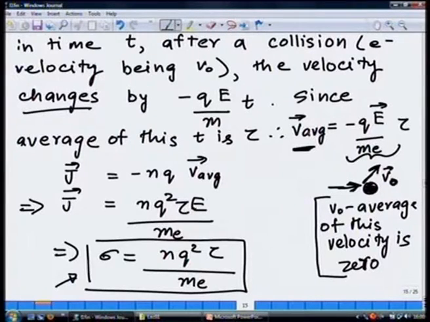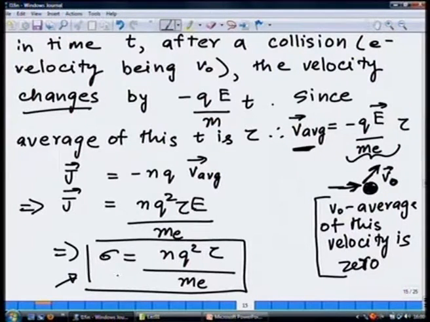But if I apply an electric field, then the only contribution which comes is due to the electric field, and since tau is the average time between two collisions, there is correspondingly an average velocity which the electron gains between two collisions, or this is the average velocity of all the electrons. Now, if I have an average velocity, I have a current accordingly. And the proportionality between J and electric field gives me the conductivity. Hence, I have the conductivity of the material.